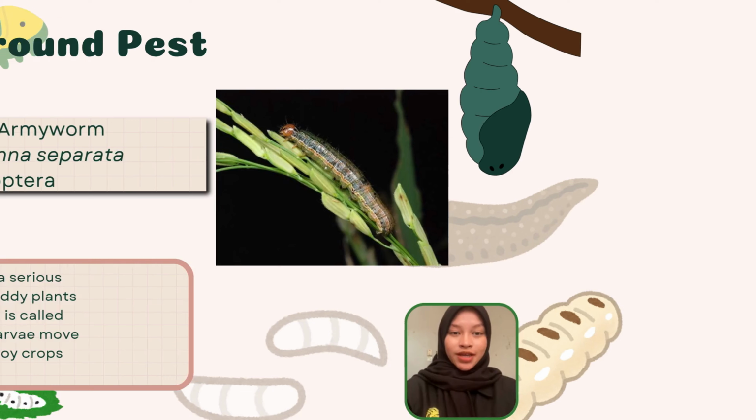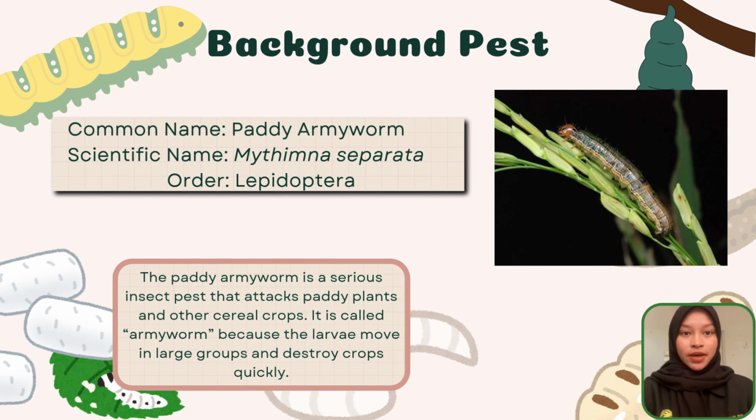First of all, let me tell you the background of the pest: the scientific name, common name, and order. The common name is paddy armyworm, while the scientific name is Mythimna separata. The order is Lepidoptera. The paddy armyworm is a serious insect pest that attacks paddy plants and other cereal crops. It is called armyworm because the larvae move in large groups and destroy crops.